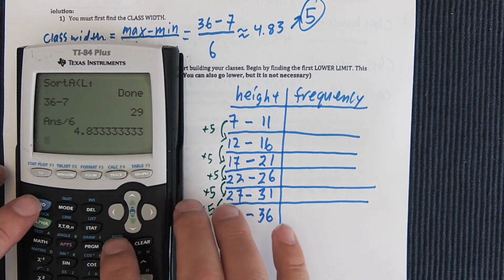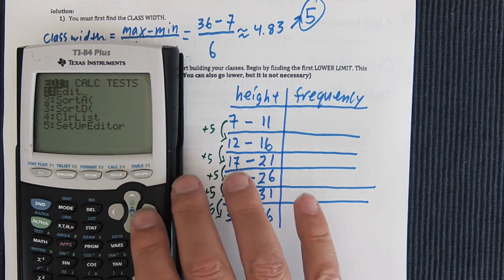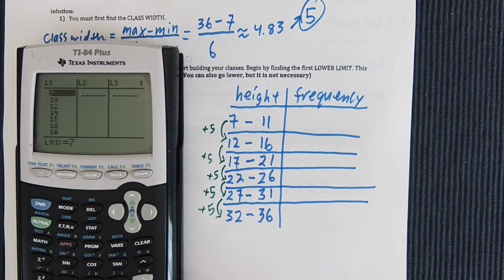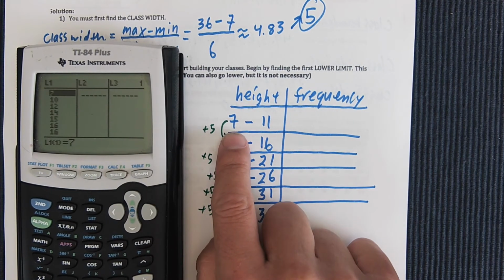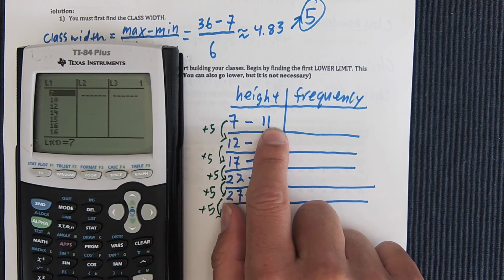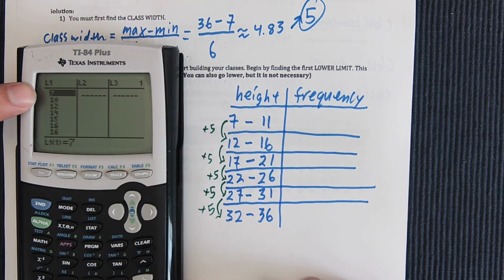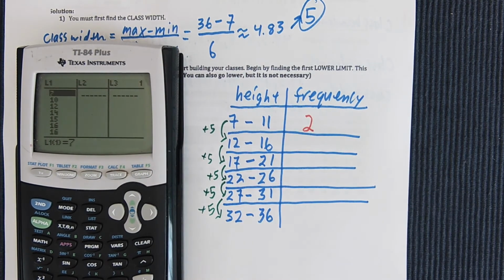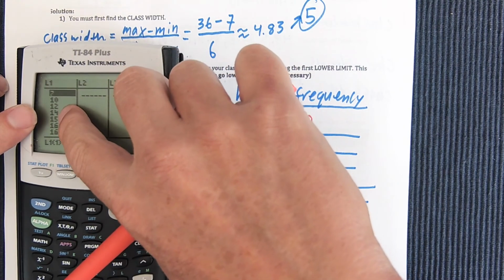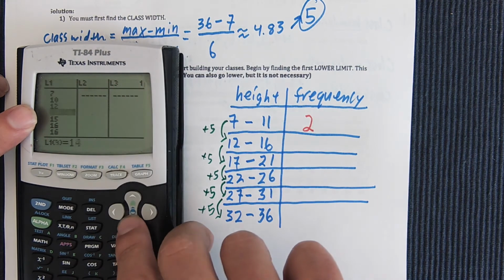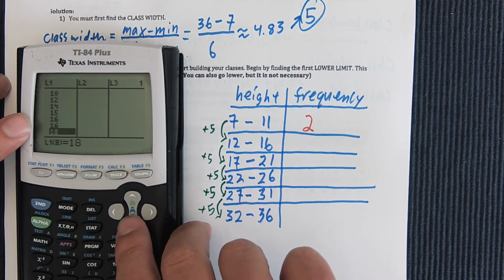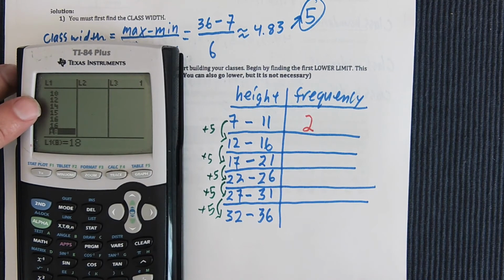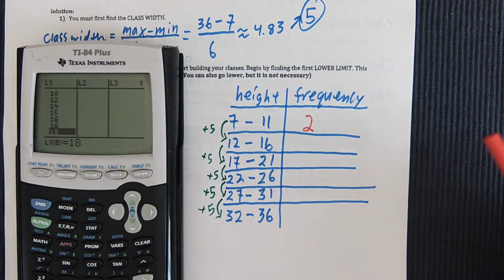I'm going to go back into my list, and I want to know how many of the heights are between 7 and 11. So I'm looking here. 1, looks like 2 of them are. Now how many of them are between 12 and 16? There's 1, 2, 3, 4, 5. 5 it looks like. Let me count it again. 1, 2, 3, 4, 5 it looks like to me.